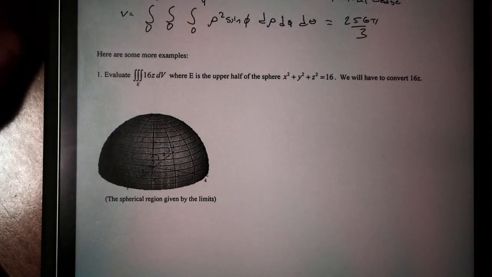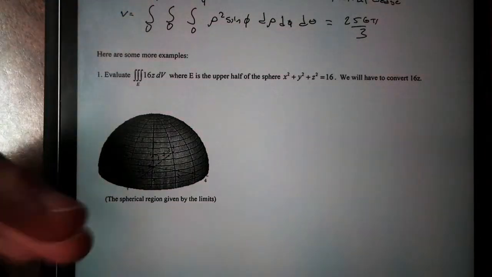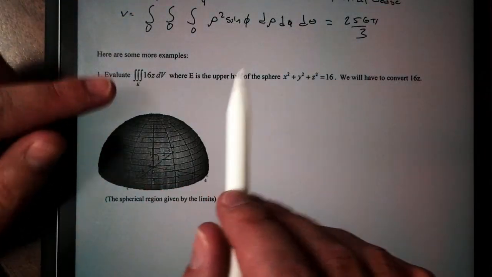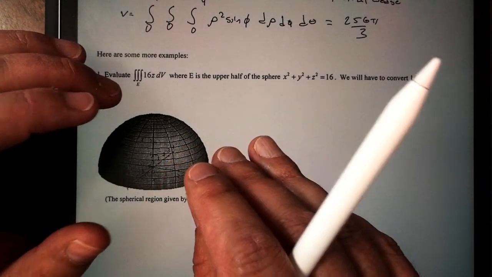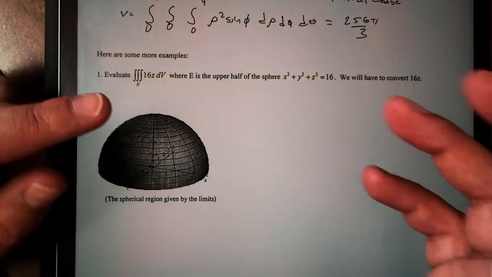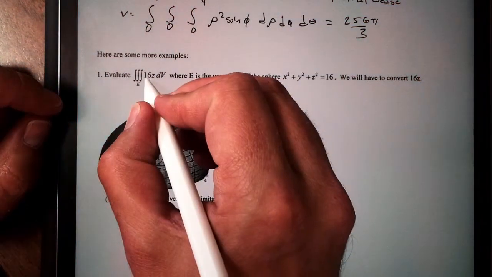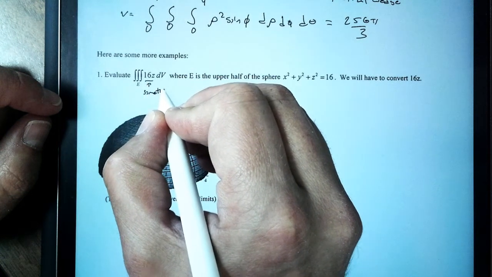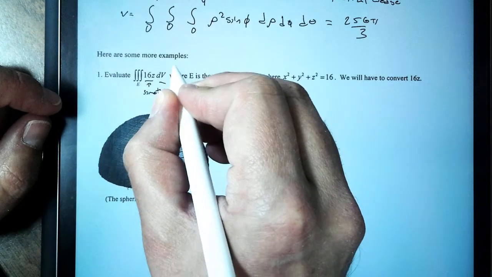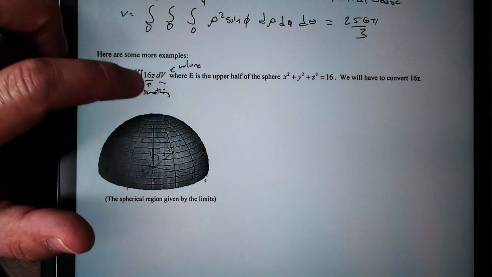So we're going to take a look at some more examples of how we can use spherical coordinate systems and triple integrals to calculate volume. So here we have the upper half of a sphere, and we want to find the volume of the sphere, but there is a little bit more. We have this 16z that we are multiplying this volume by. The dV, of course, stands for volume. So here we're taking our volume, multiplying it by something else.